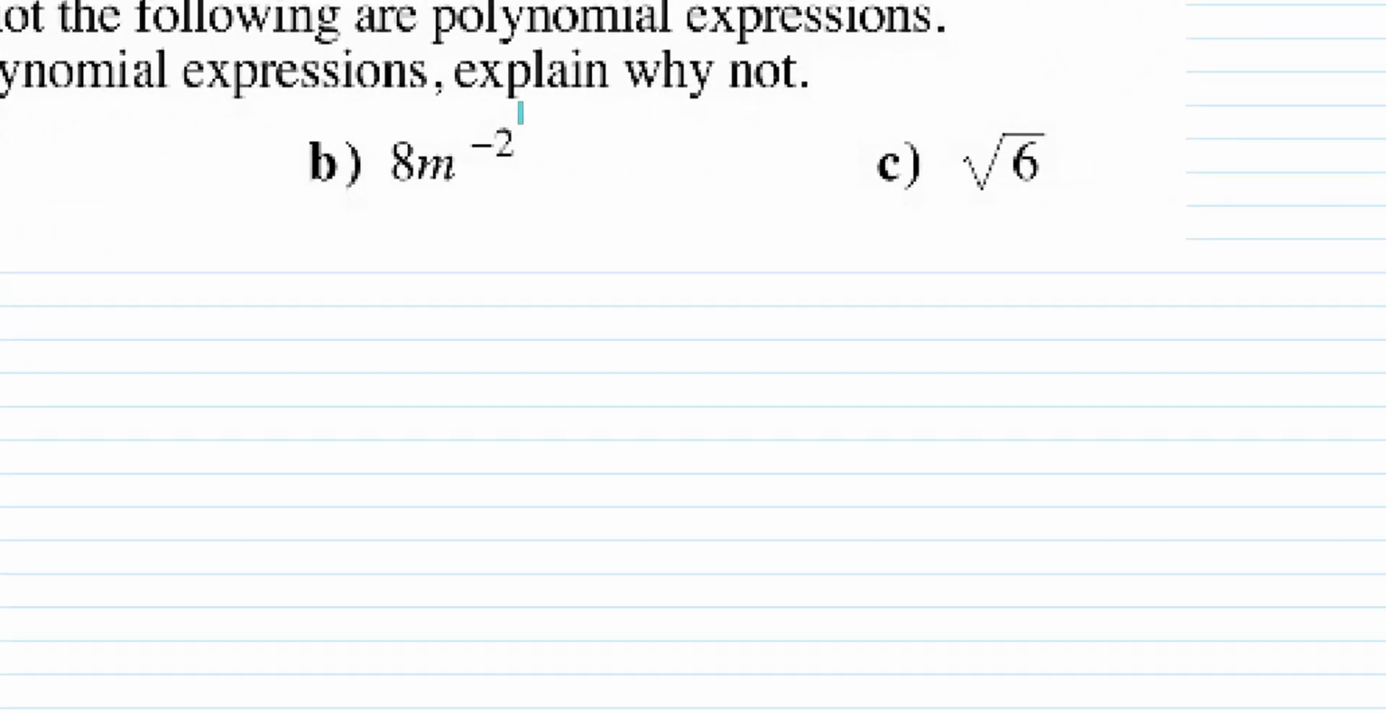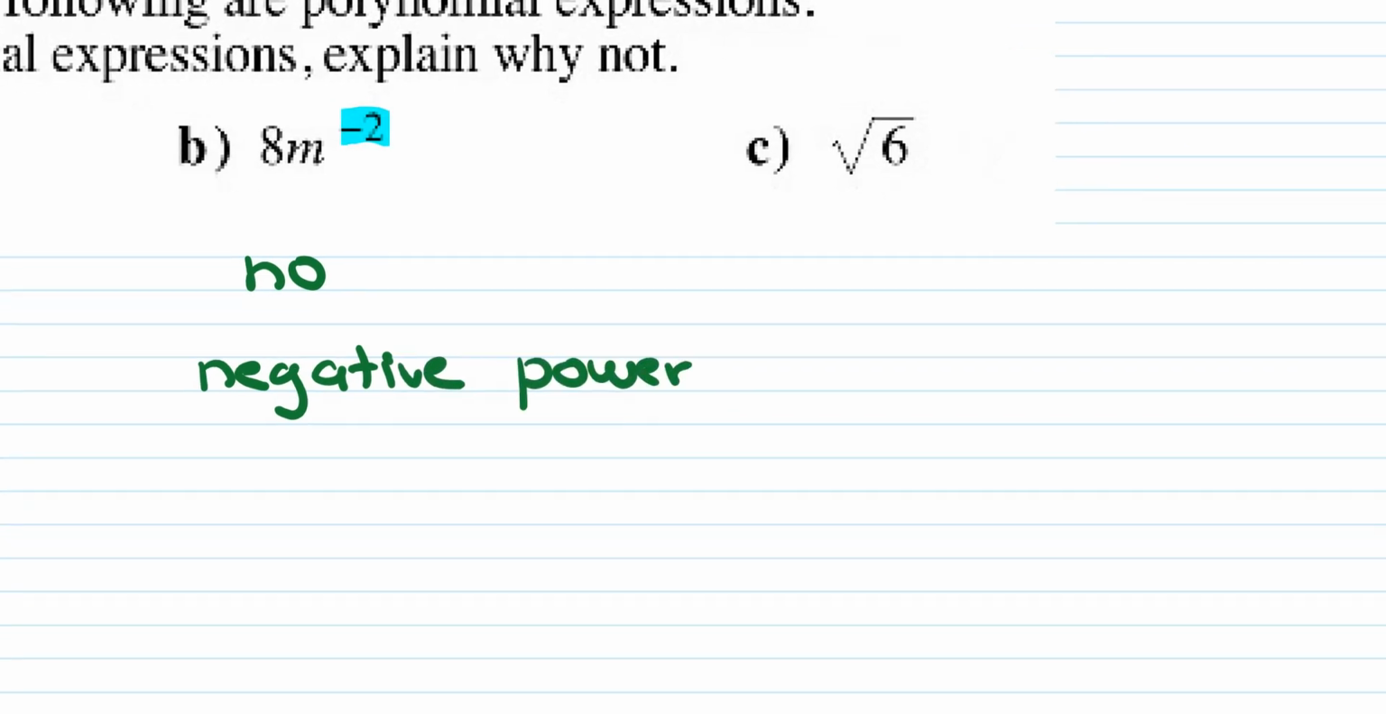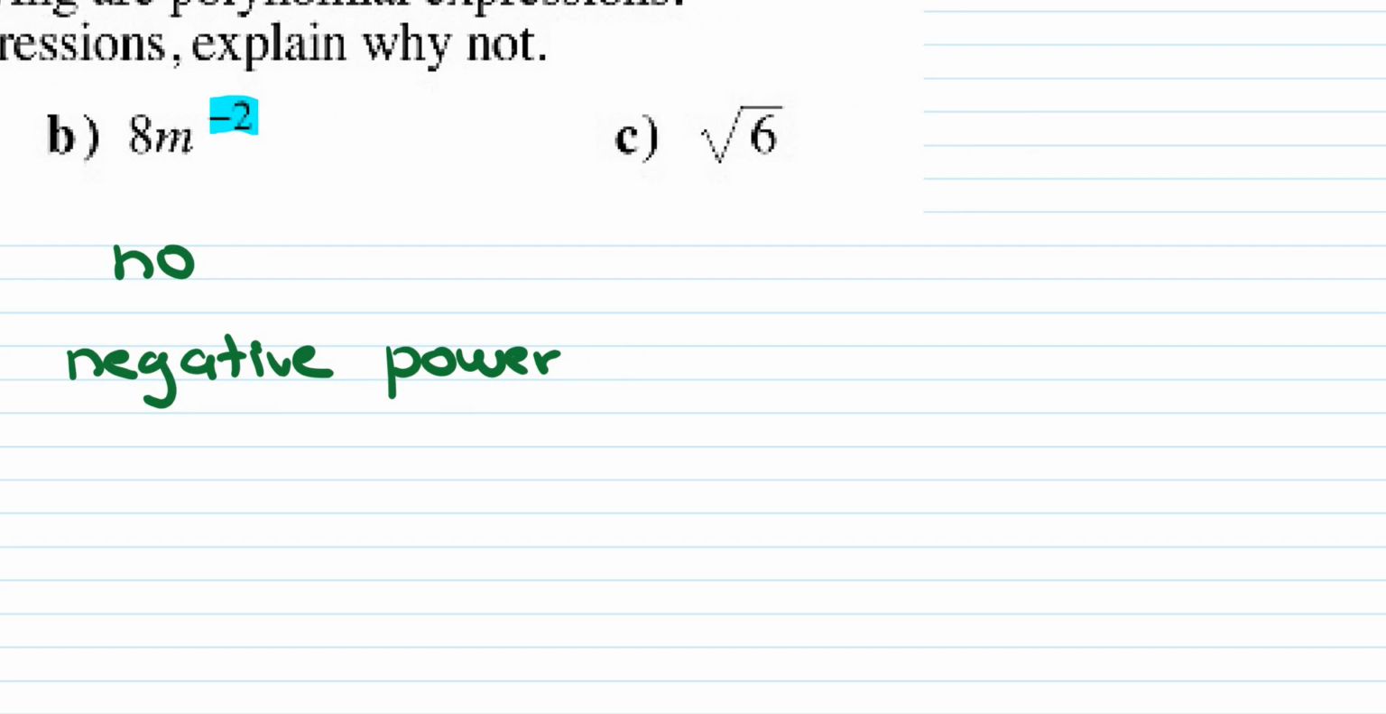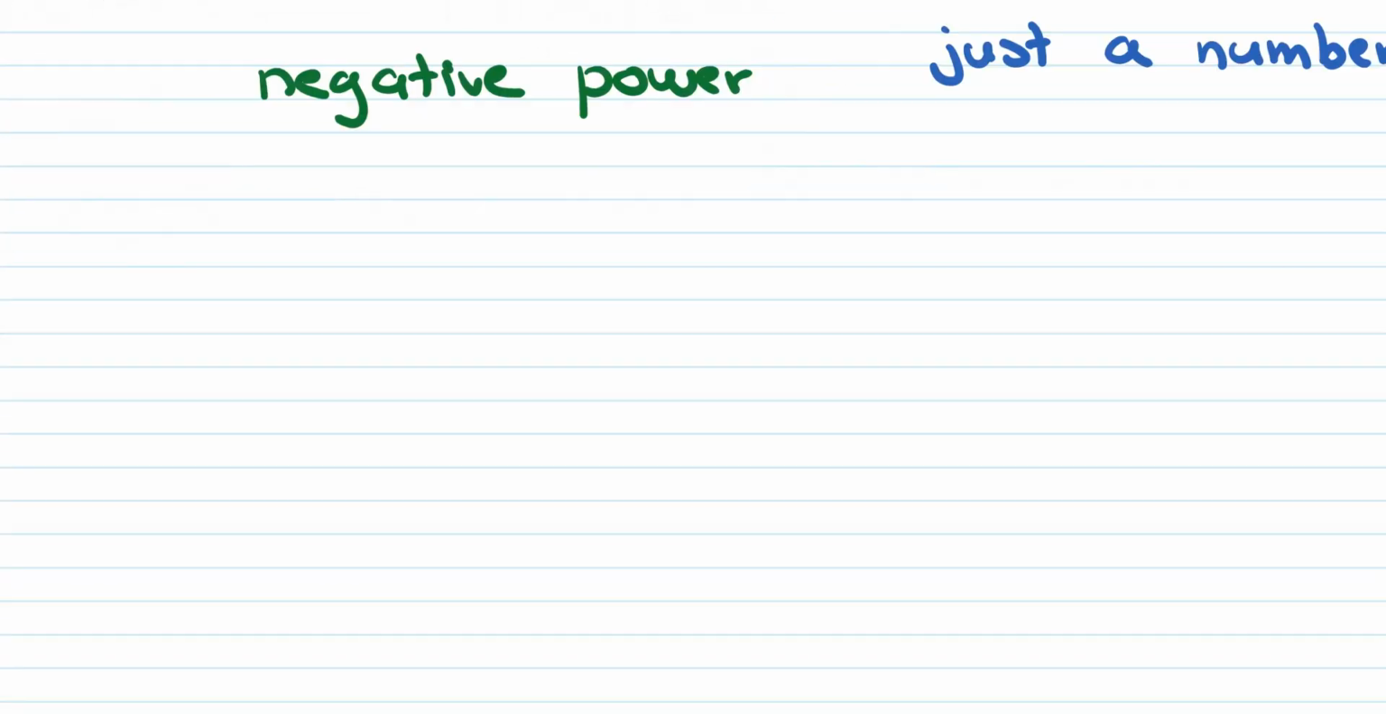For letter B, I know letter B is not going to be a polynomial because it has a negative power, right? So for all polynomials, you need a positive power. And for letter C, this is definitely a polynomial because root 6 is just a number. And when you have a number, generally we call those polynomials, any number. So that is definitely going to be a polynomial.